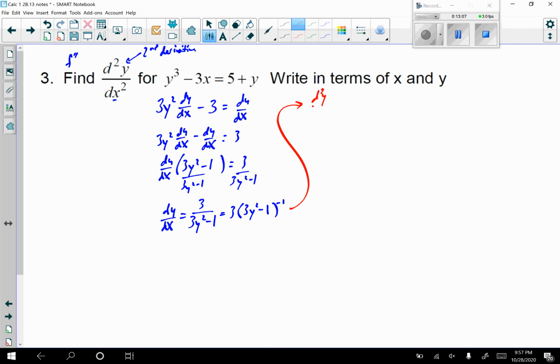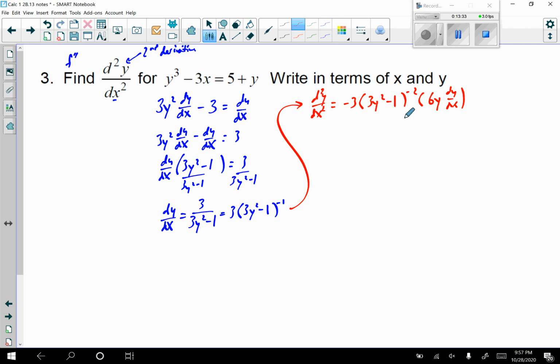So d2y over dx squared, the second derivative, always comparing y to x, is, let's do the chain rule one. That'd be negative 3. So the negative 2, keep the 3y squared minus 1. Remember, that's the original. No dy dx is in there. Times the derivative, 6y dy/dx.